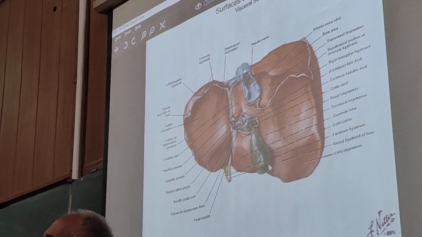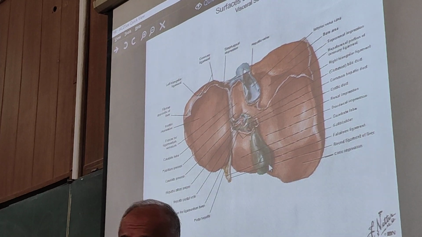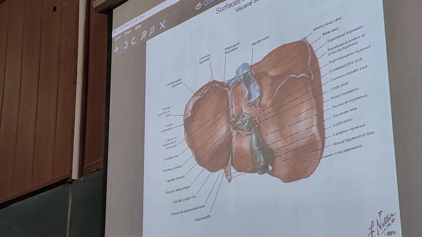What is the name of this process? I say because this process is a part of the, what lobe was this? Caudate lobe that joined to the right lobe. This one should be the caudate process, isn't it? Caudate process.